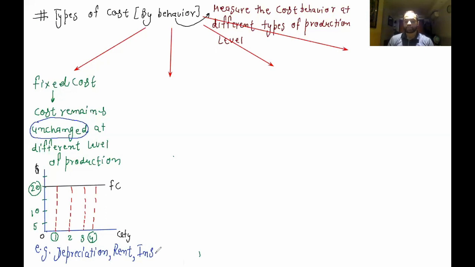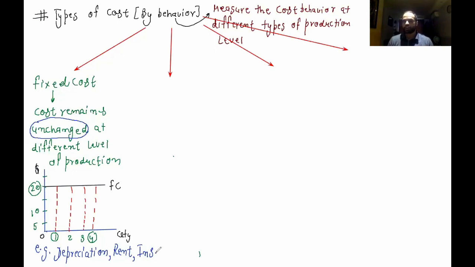Depreciation is a fixed cost. Why? Because let's say your motorbike has depreciation. You run the motorbike more, do you have more depreciation? Of course not. If you do not run the motorbike, will the motorbike value not reduce? Of course, it will reduce. So you run the motorbike too much, you run it less, or you do not run it, your motorbike value always goes down over time. That's why it's a fixed cost.